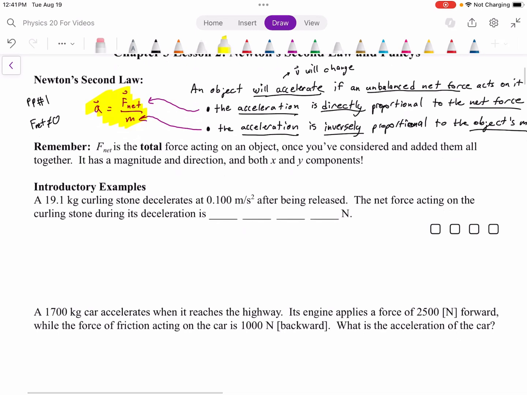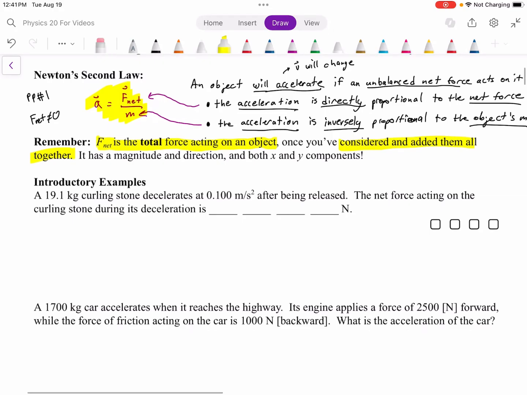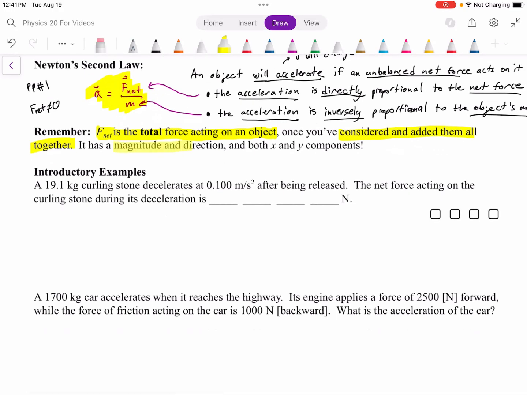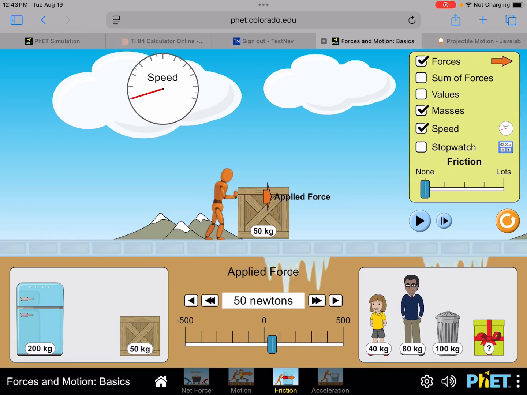Okay, now important reminder, F net is not just a force, right? It's the net force, like the resultant force. It's the total force that's acting on an object once you've considered and added them all together, right? Following our usual rules of vector addition. So it is a vector, it has a magnitude, a direction, and it can have components in both the x and y axes. We'll have to be considerate of all of that stuff. So we looked at this a bit in the previous lesson, but now that we're really diving into Newton's second law examples, let's revisit some visuals here, okay?